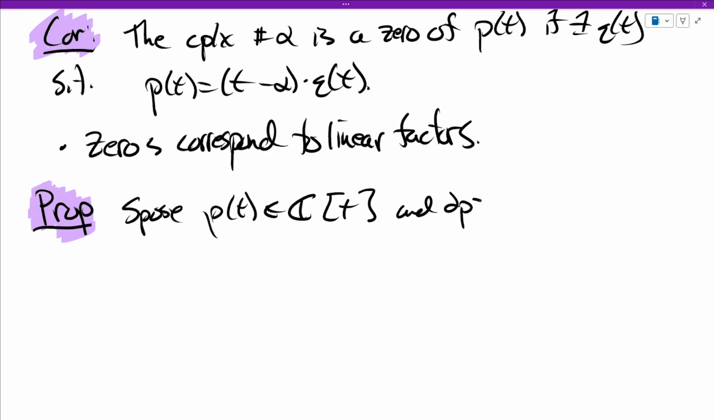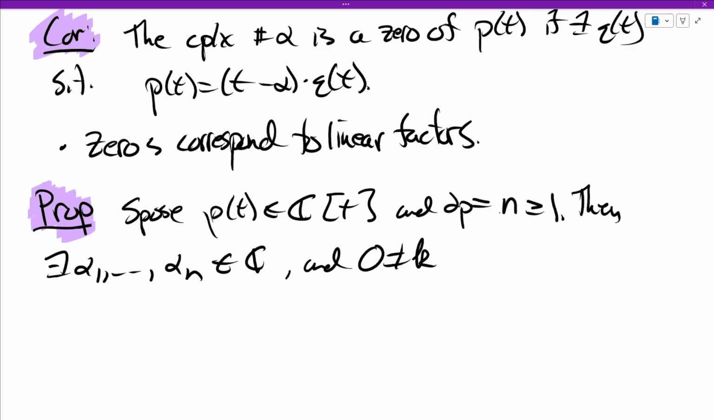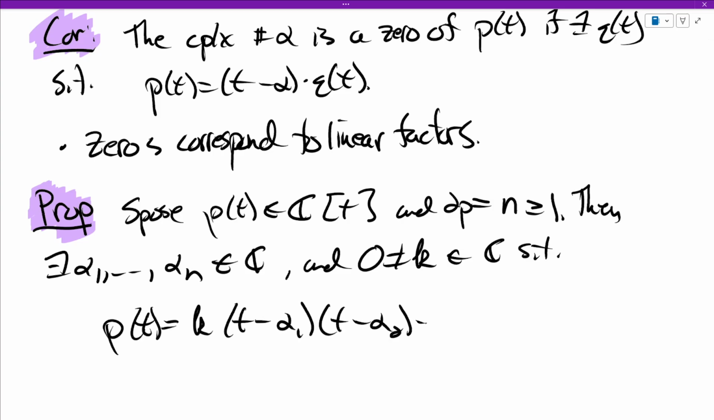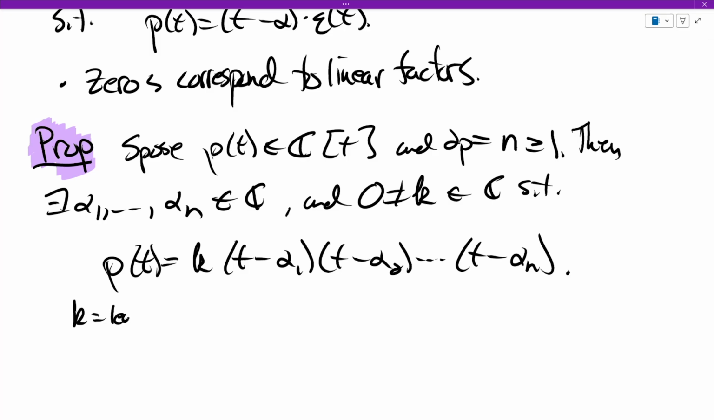And the degree of P is at least 1, then there exist complex numbers in C, and some non-zero k in C, such that P of t factors completely into a product of linear factors. Moreover, k is just the leading coefficient of P. Of course, what else would it be? It's the thing that will end up being the leading coefficient.